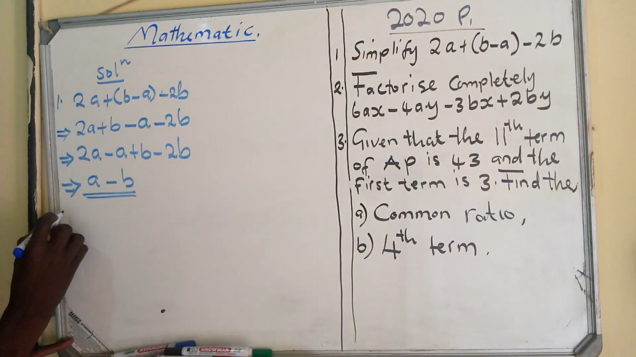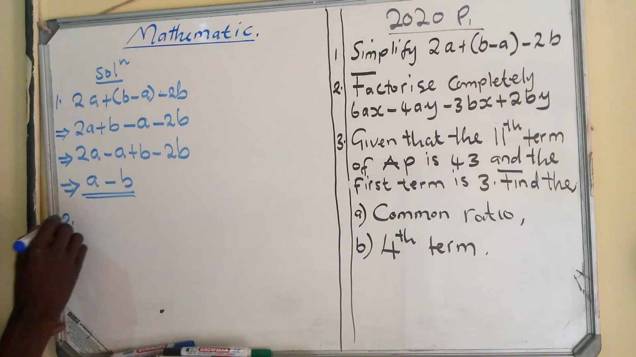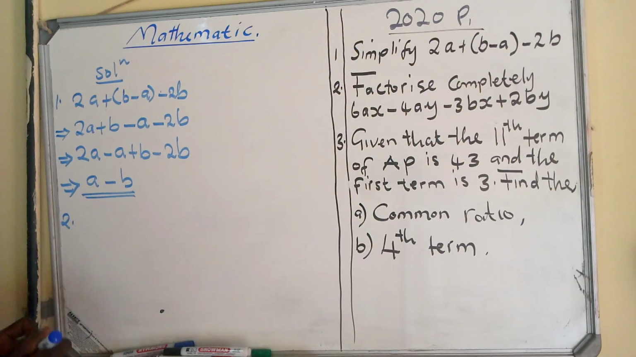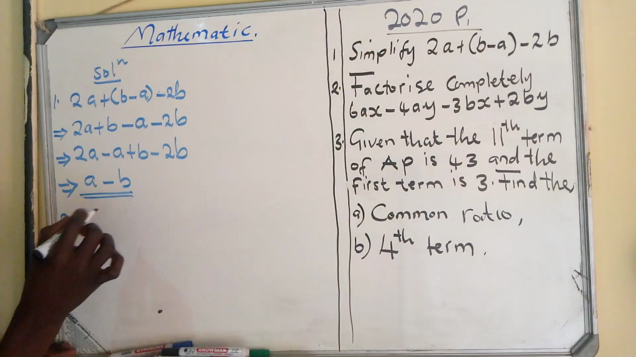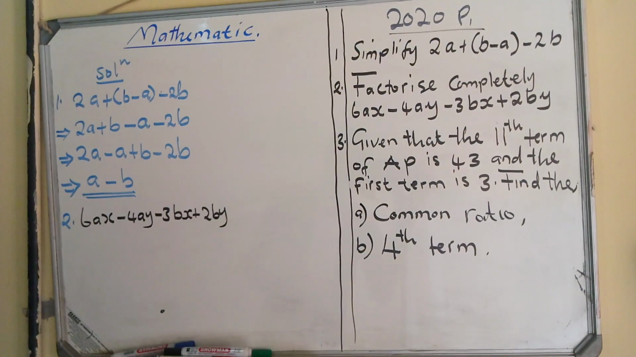And then let's go to question 2. Question 2, what is it saying? Factorize completely. All right, so how do we factorize this question completely? And it is carrying 2 marks.